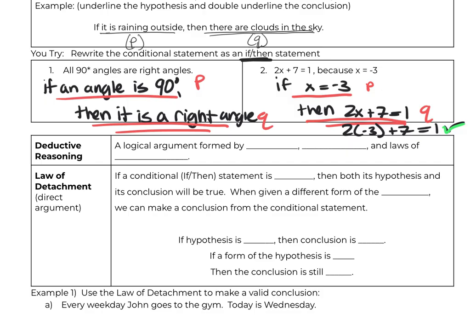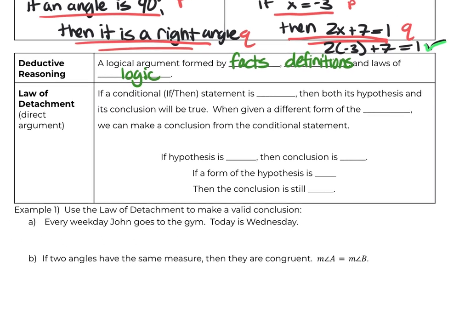All right. So deductive reasoning, it is the way we are going to use our proof. It is a logical argument that is formed by facts, definitions, and laws of logic. Did you know that there were laws of logic?